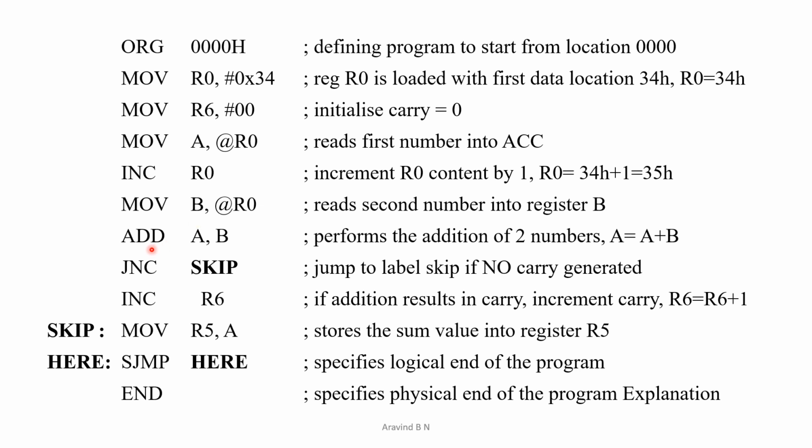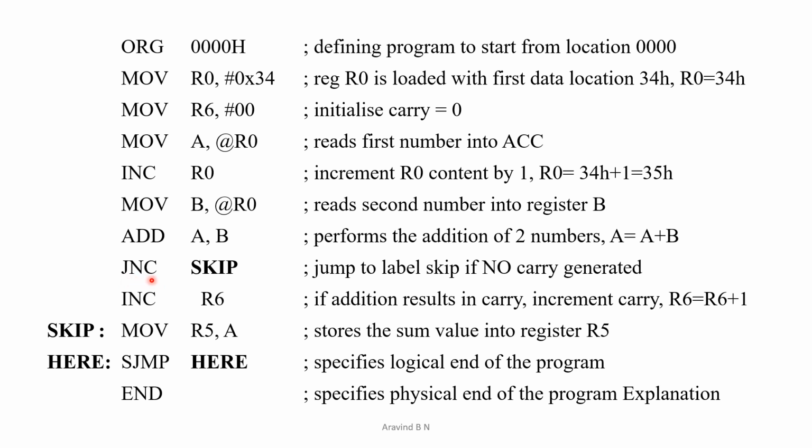Now perform the addition operation using the add instruction. Add A comma B. The contents of A and B are added and the result will be stored in the accumulator. If the result is greater than FFH, then there is a generation of the carry. Still 8 bits of the data will be stored in the accumulator. If any carry is generated, we are going to verify that in this instruction.